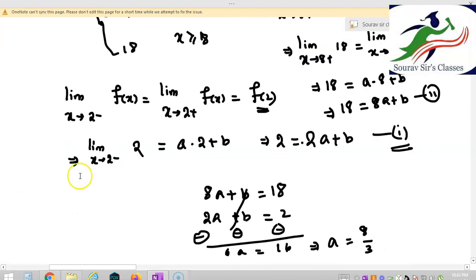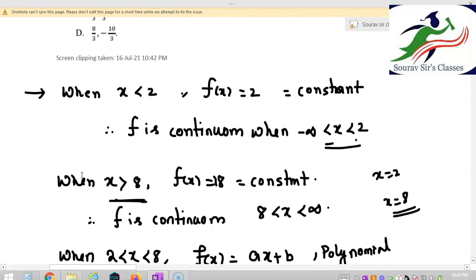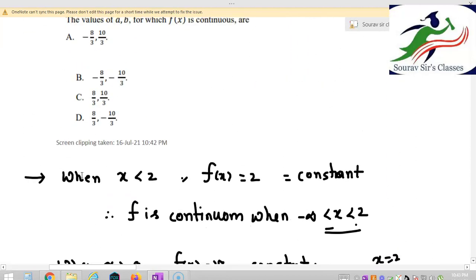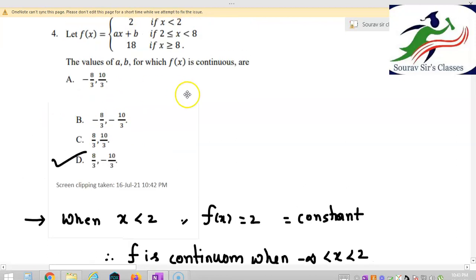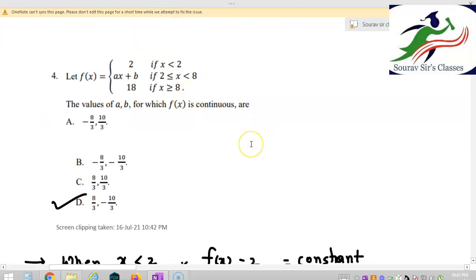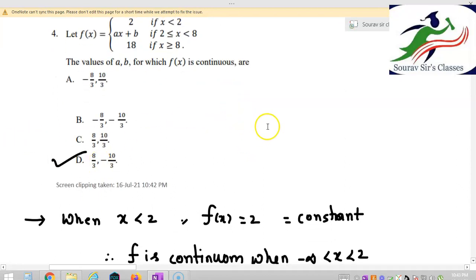So this is the value of a and b. So a is equal to 8 by 3 and b is equal to minus 10 by 3. You can see that this is our option D. So option D is our correct option, right? So we have solved the question number 4. It was an easy question. It's from calculus. I think you students have enjoyed this question, right? So let's solve the question number 5. Okay students.